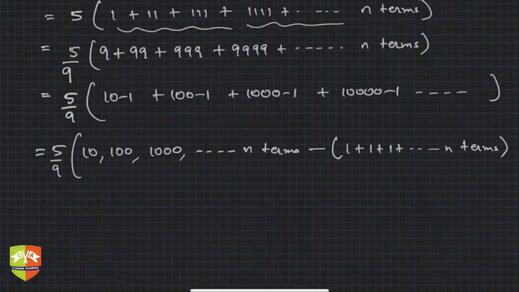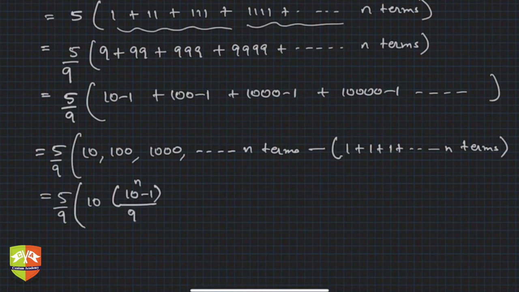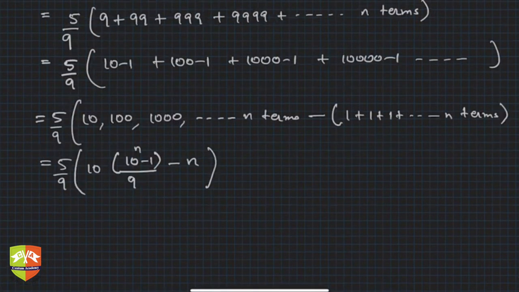Right? So hence it is 5 by 9, or the sum of this GP is first term into common ratio, 10 to the power n minus 1 by 10 minus 1, which is 9, minus n. Am I right? This is the expression for sum till n terms. Did you understand? So if you want, you can simplify it further.